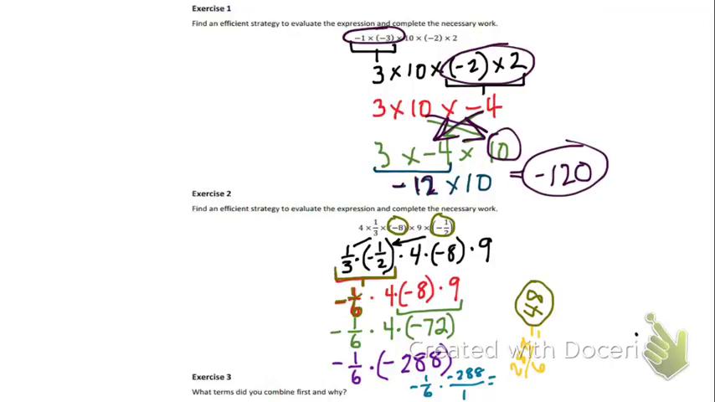I got the -1/6. And then I have all these whole numbers, and again, I could have made this a little bit easier, but anyway, I went ahead and did the 8 and the 9, that's -72, did the 4 and the -72, -288. Then when I multiply fractions, I know what to do. I have my 1/6, times 288 over 1, which is 288 over 6, which is 48.